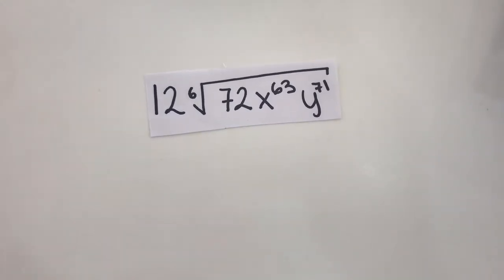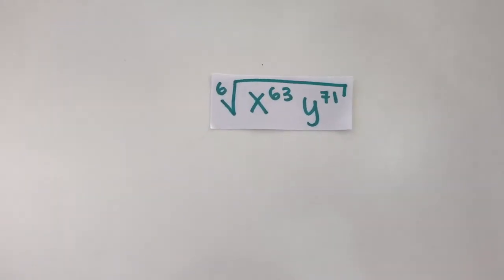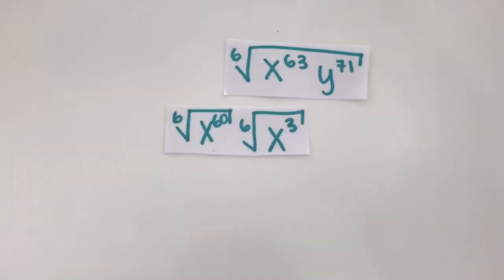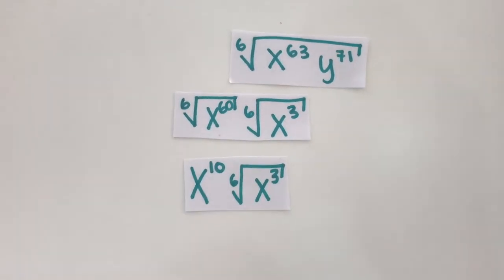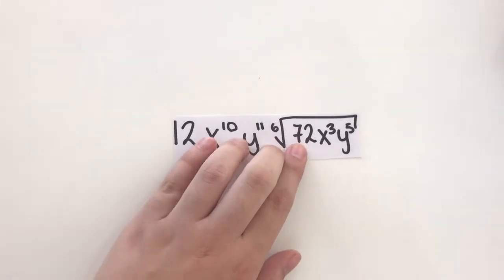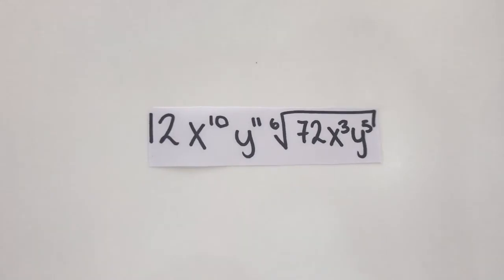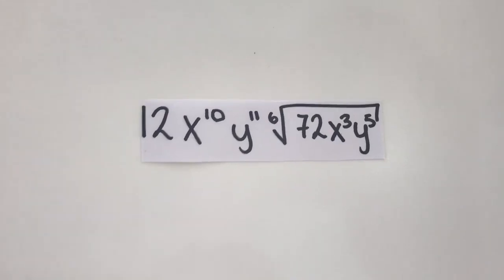When you have exponents that are higher than the index, it means it can be simplified by searching for a multiple of 6. In this case, with the x, we look for the multiple of 6 closest to 63. That is x⁶⁰, and when variables multiply, exponents add, so we end up with an x cubed. The x⁶⁰, you divide it by 6, which gives you 10, so you end up with x¹⁰ outside of the radical. Inside, x cubed, because now the exponent is lower than the index. Do the same with the y and you're done. Your final answer is 12x¹⁰y¹¹ times the sixth root of 72x³y⁵.